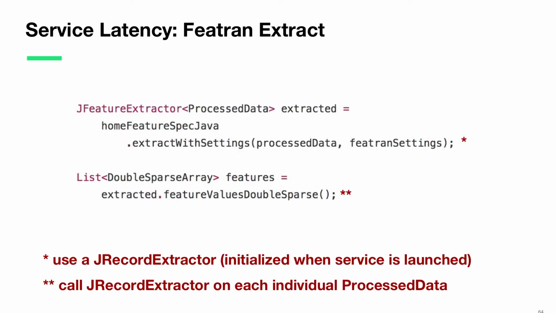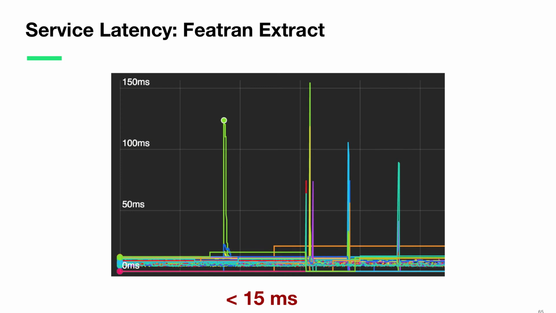Okay, and then the next was calling the feature extract method. We used a JRecord extractor, which was initialized when the service was launched, so we don't have to use the extract with settings each time a new request comes in. We just load it once and have it there within the service, and we called the JRecord extractor on each individual process data. It didn't take a list, so we would just iterate through it and ask it for a feature extraction one element at a time. On average this was under 15 milliseconds, so pretty fast.